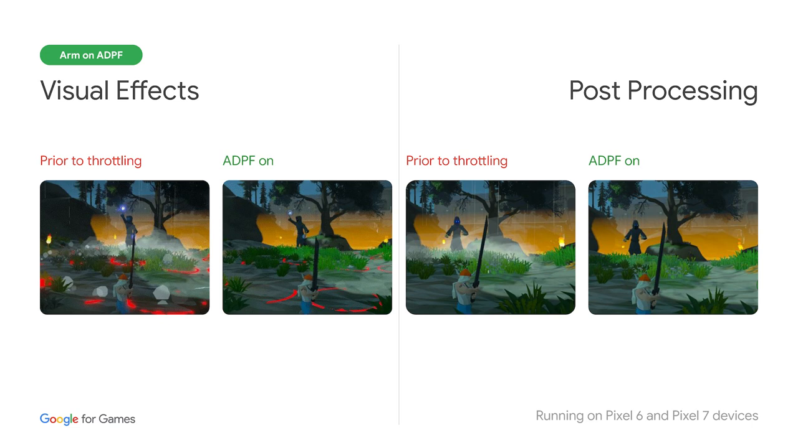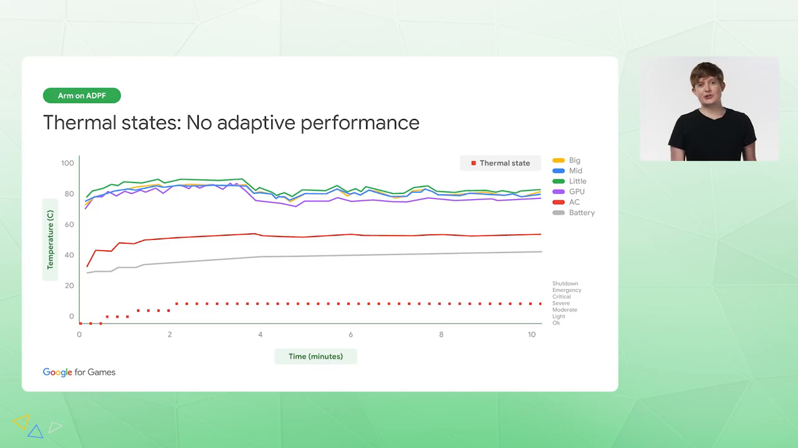Adaptive performance provides the benefit of having the game's art, lighting, and post-processing effects, but also scales back effects and the time to peak demand from the device. When throttling was imminent, we turned off effects in Dr. ARM that were included mostly to enhance the mood of the scene, but this did not impact gameplay. You can see this here in the differences between visual effects prior to throttling and then with adaptive performance on. This can also be seen with changes to post-processing as well. This is also shown in the thermal measurements taken during gameplay.